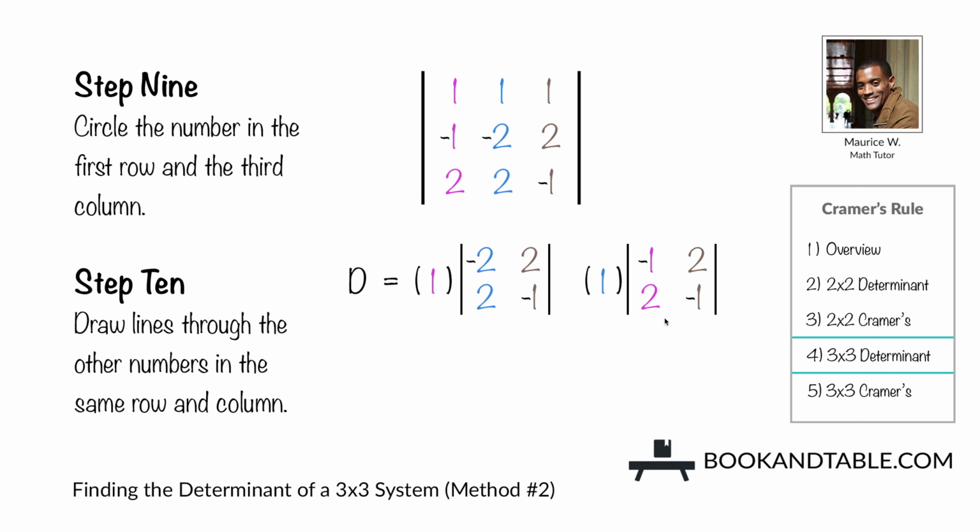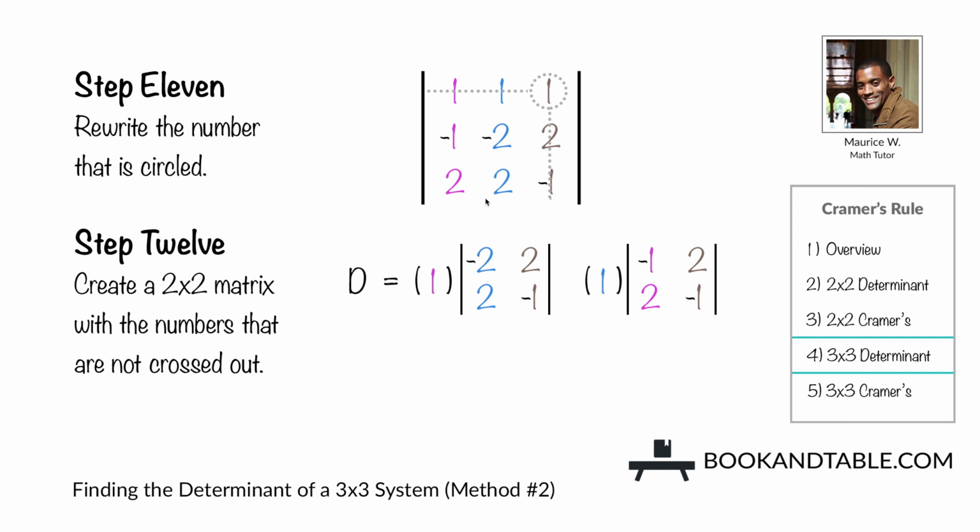So now we're ready to create our third 2x2. So we want to go to the next number in the same row. In step 9, circle the number in the first row and third column. So that's +1 here. In step 10, draw lines through the other numbers in the same row and column. So we'll use these 4 numbers to create our new 2x2. Step 11, rewrite the number that is circled. So this would be our multiplier for the third 2x2.